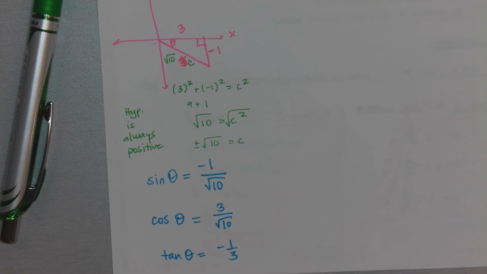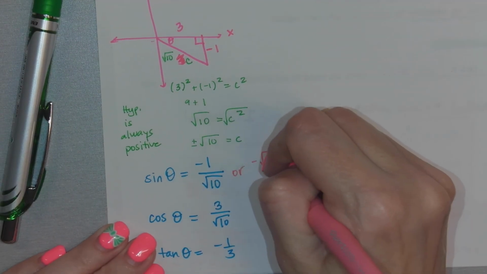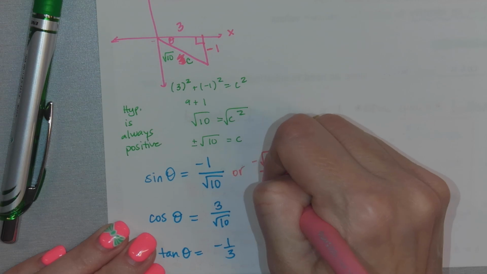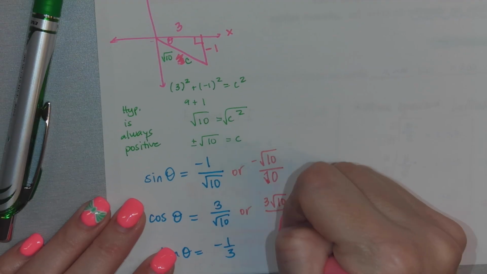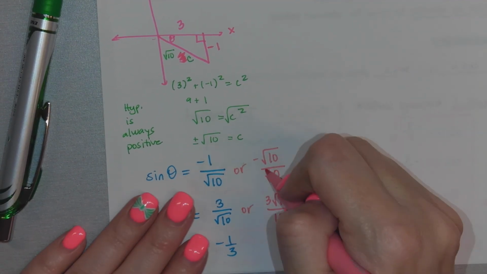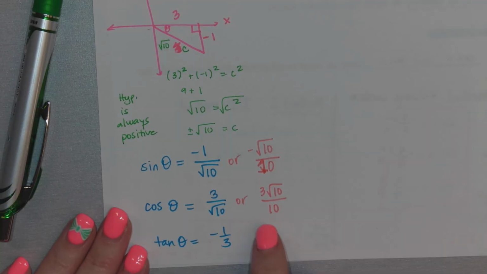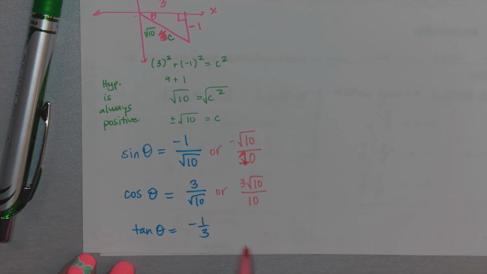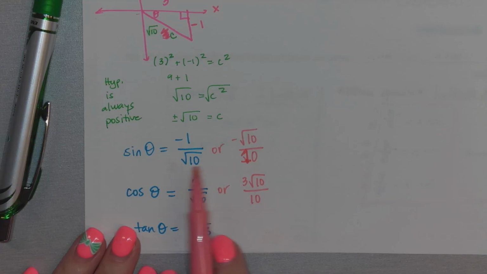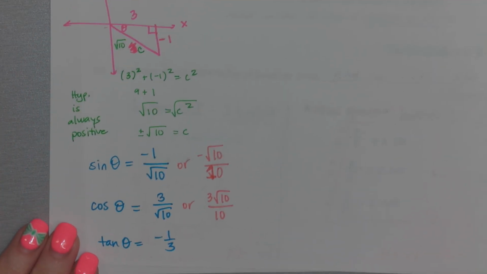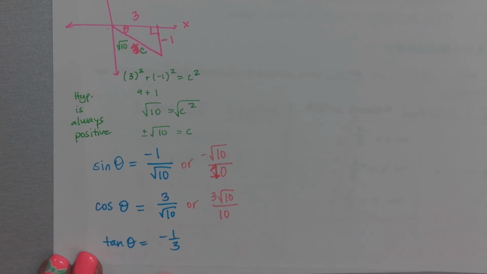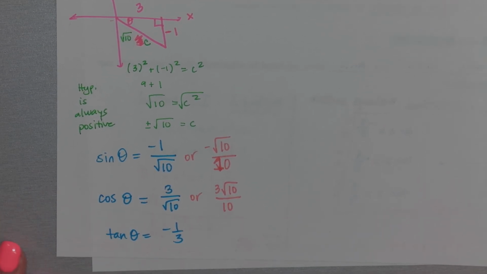Okay, so you have the choice. If you want to simplify by rationalizing, you can, and you'd have negative root 10 over 10. Here you'd have 3 root 10 over 10. That would be the same. Okay, you don't have to simplify in this step. You do have to simplify at the end. Whether you plug in the simplified or this original, you are going to get the same solution. So you can decide where you would like to simplify. All right, so I'm going to use the unsimplified versions because I just want to show you how that's going to work.